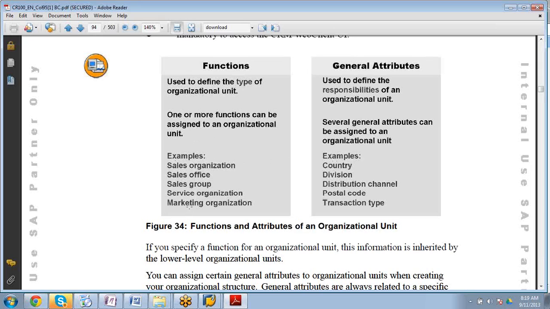So take the examples of functions on the left-hand side, and the examples of general attributes, you take this one. Functions examples means take this one. For example, division is an attribute. Division is not a function, but office is a function. Marketing organization is a function. Sales organization is a function. Do remember that. Just write this. Take both the examples.